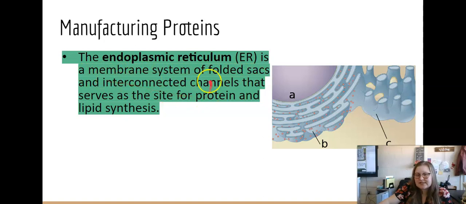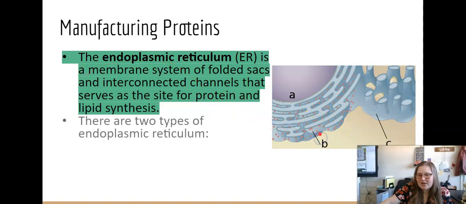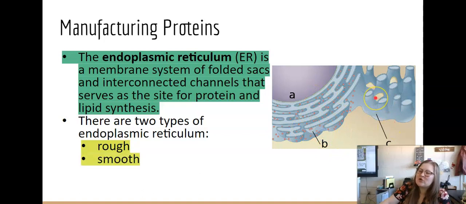So that's a membrane system of folded sacs and interconnected channels that serves as the site for protein and lipid synthesis. There's rough and smooth. Rough right here is going to have the ribosomes on it, and then smooth has no ribosomes.